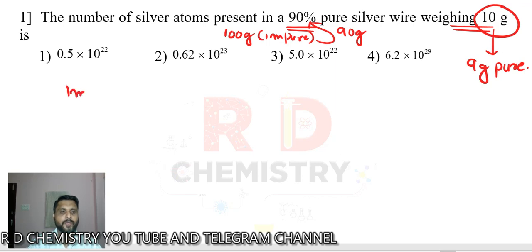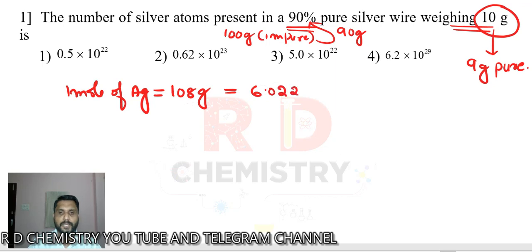So if I take 1 mole of silver, 1 mole of silver is equal to 108 gram. This is atomic mass. You know that 1 mole of any substance contains Avogadro number of particles. So here in terms of atoms, it is 6.022 into 10 power 23 silver atoms are present. Correct? So they are taking 10 gram, but 10 gram is impure, only 9 gram is pure. So you have to calculate for 9 gram how many atoms are present.